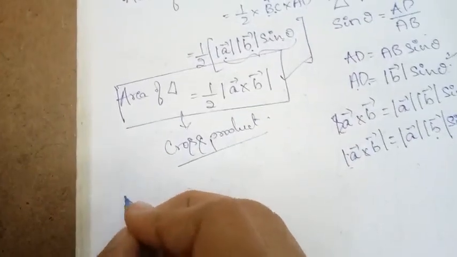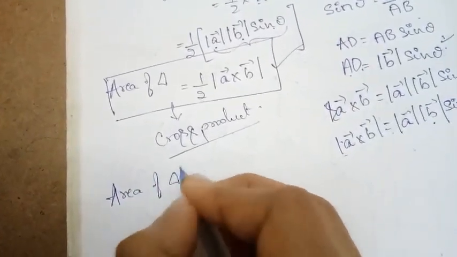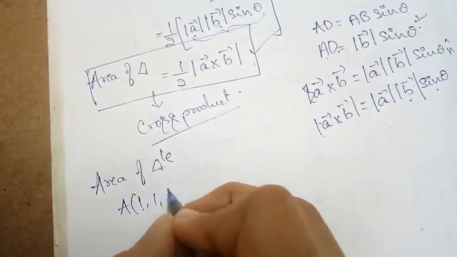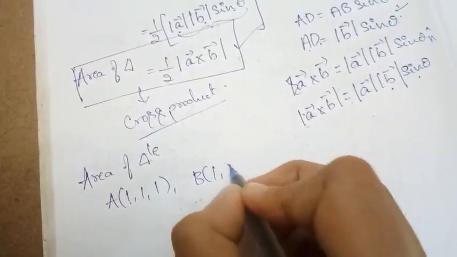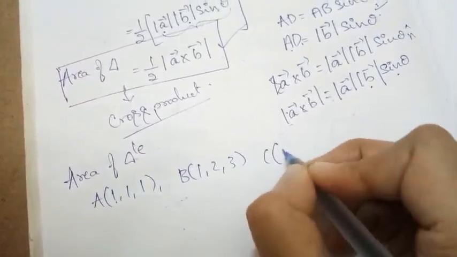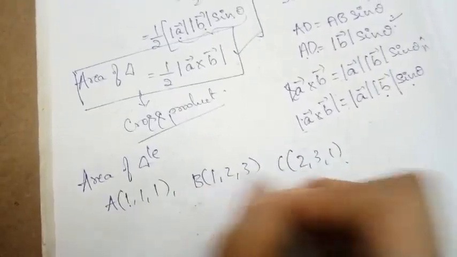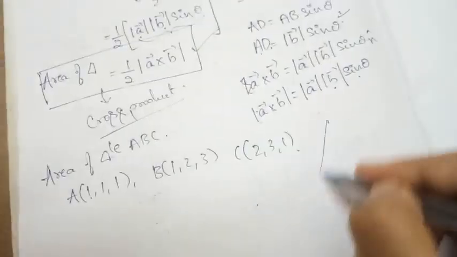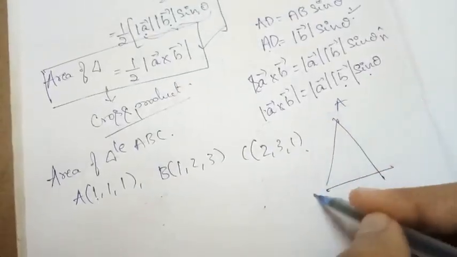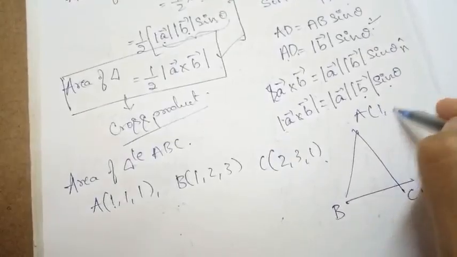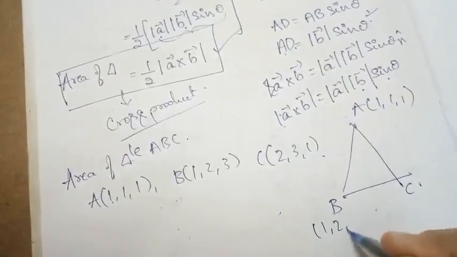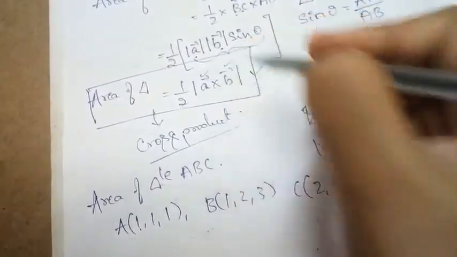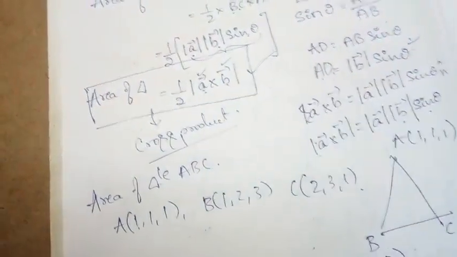Suppose they ask us to find the area of a triangle whose coordinates are given by A (1, 1, 1), B (1, 2, 3) and C (2, 3, 1). They have given the three coordinates of triangle ABC and asked us to find the area. So how will it be? This will be our triangle ABC, where A is (1, 1, 1), B is (1, 2, 3) and C is (2, 3, 1). So what are our vector A and vector B here? These two are adjacent sides of a triangle.